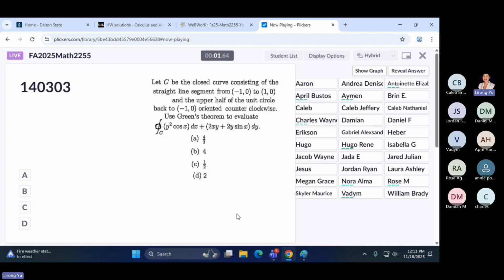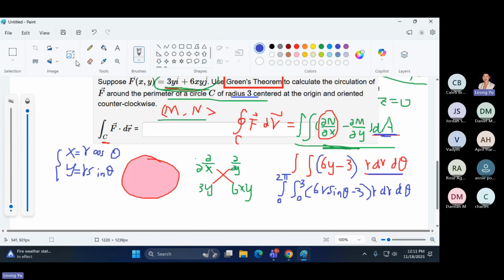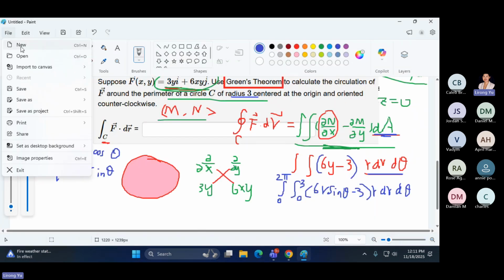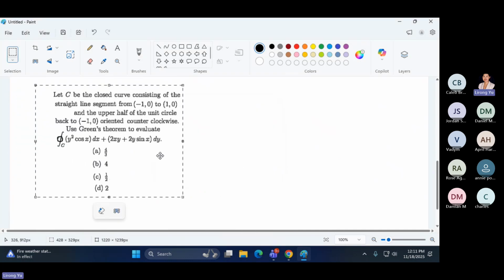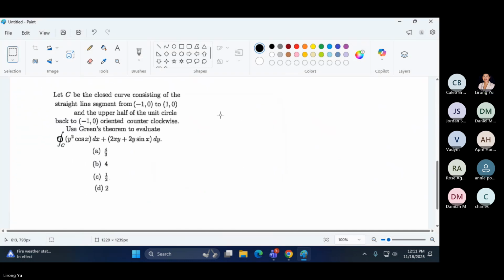So I turn on the scanner. Let's see how much we've done by ourselves. That was a question. It's a Green's theorem exercise.